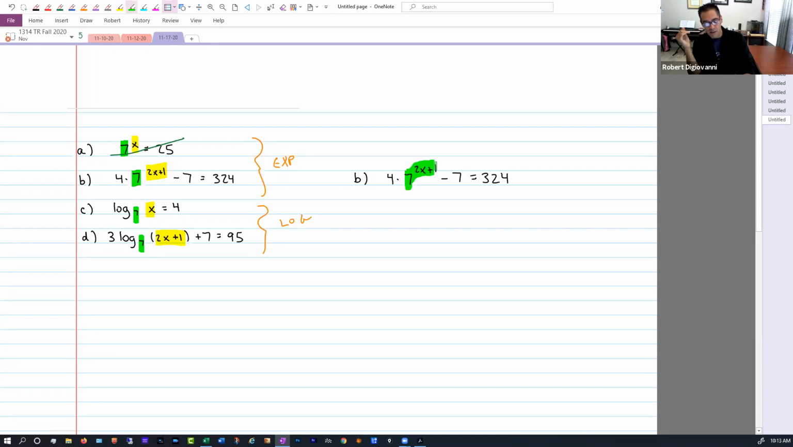So our goal is to isolate this. Do not multiply 4 times 7. Again, you cannot do that. Don't turn that into a 28. You have to get the thing in green by itself. So add 7 to both sides. Sorry, I don't know why I said add 8. Add 7 to both sides.